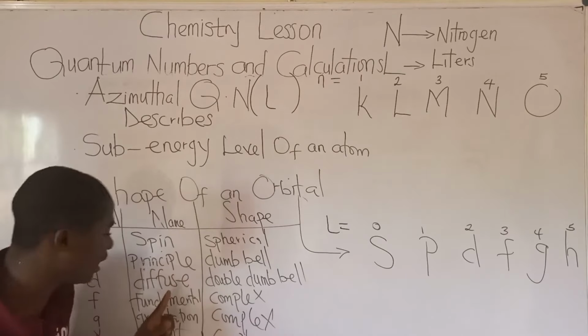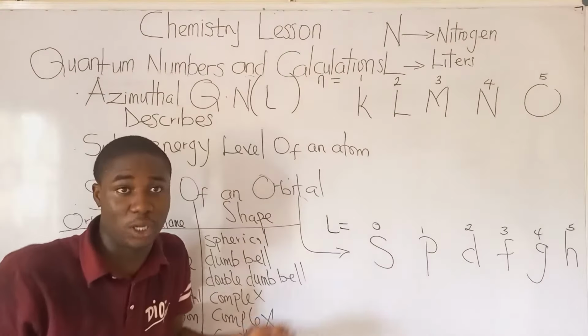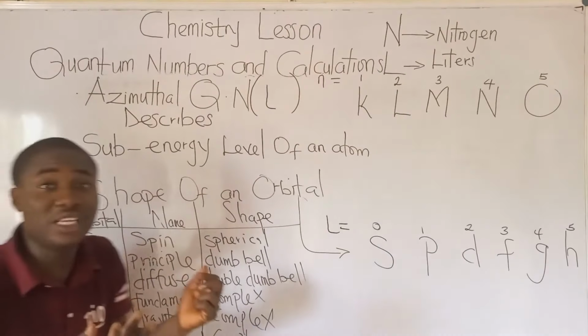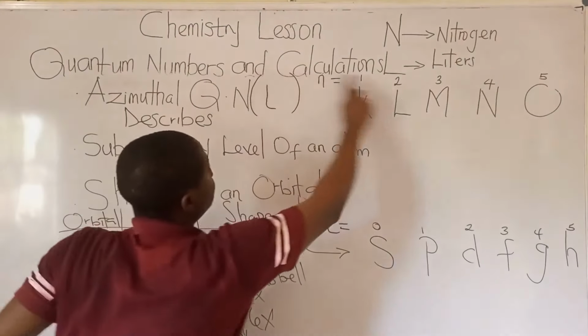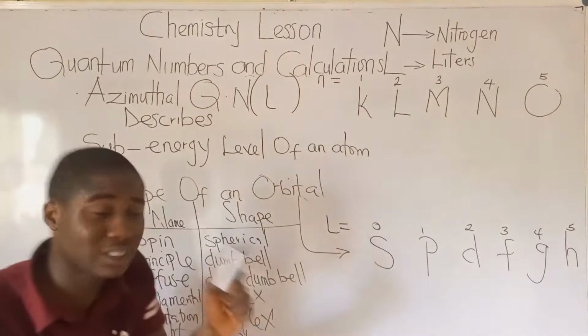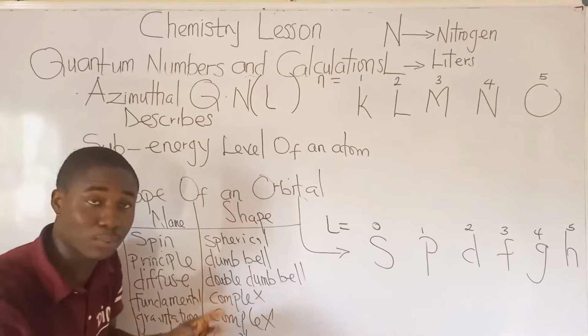So you can see that from the f orbital to the h orbital, they are all complex. They have a complex shape. Okay, so all these must be noted, but most importantly in this class, we'll be able to solve practice questions that cut across this topic. So you can see how the concept works.